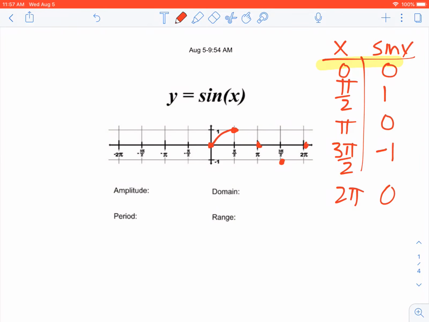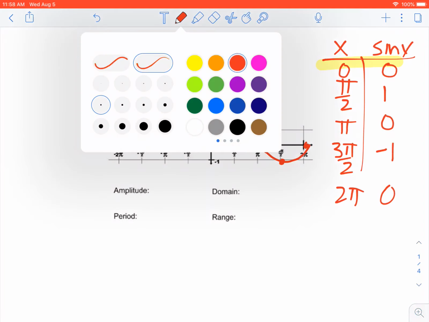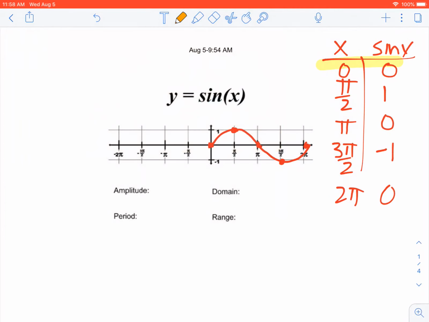It is a curve, so it should flow. It should not have sharp turns in the graph. If you wanted to complete a second period of this, then we can just follow the pattern. This is going to go back down, back to the midline, back up, and that would be 2 periods.